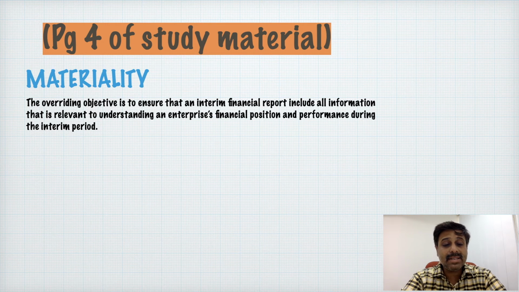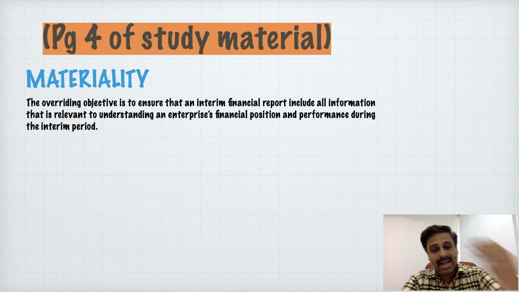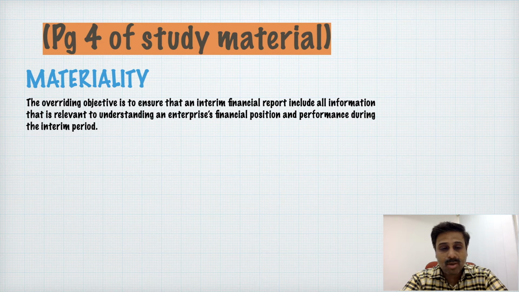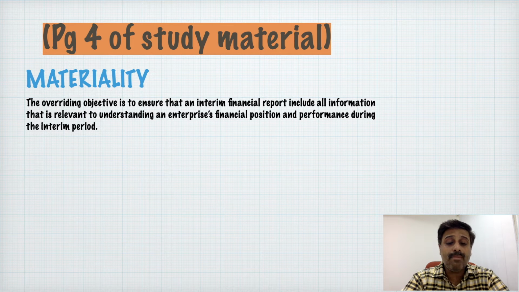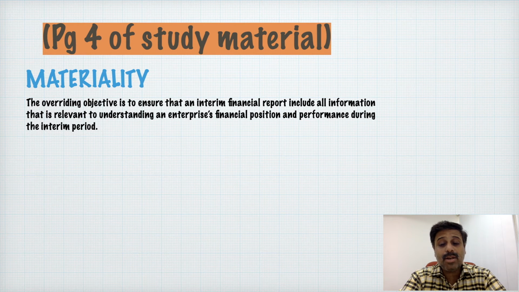So materiality means the overriding objective is to ensure that an interim financial report includes all information that is relevant to understanding an enterprise's financial position and performance during the interim period. So materiality means all the important information which is necessary to be known to the shareholders must be disclosed.